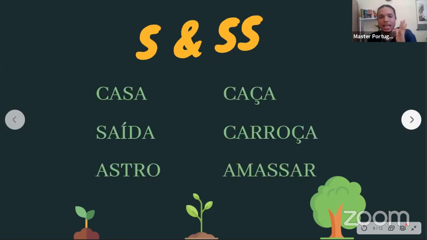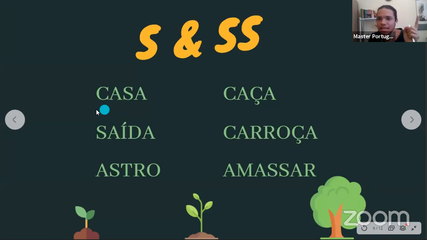Então, outra dúvida, another question students usually ask me is the difference between S and double S. I want you to write this tip down. When the S is between vowels, every single time, it's pronounced with the Z sound. Toda vez que o S estiver entre vogais, é pronunciado com Z.